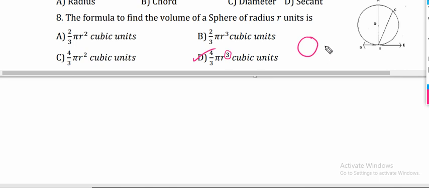And what is the volume of the hemisphere? If it is a hemisphere, the volume is 2 by 3 pi r cube, that is half of that one. Therefore you take this one. So here option D is the correct answer. Then we move on to the next question.